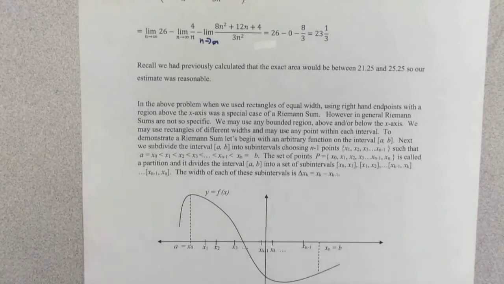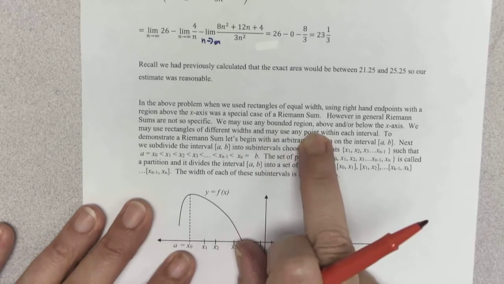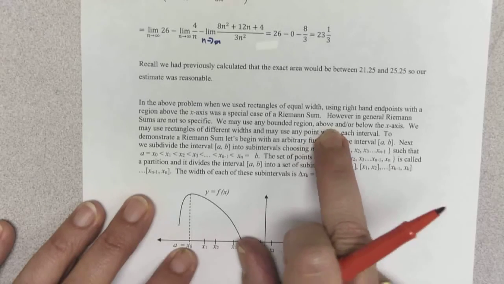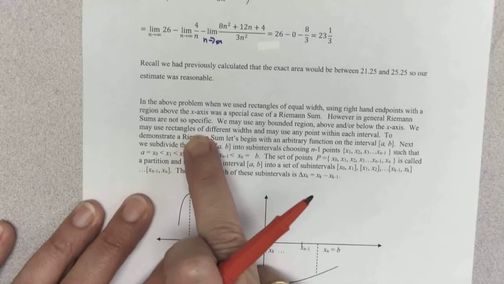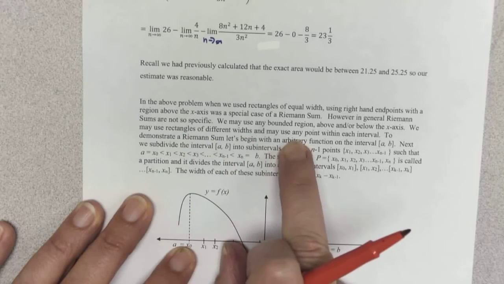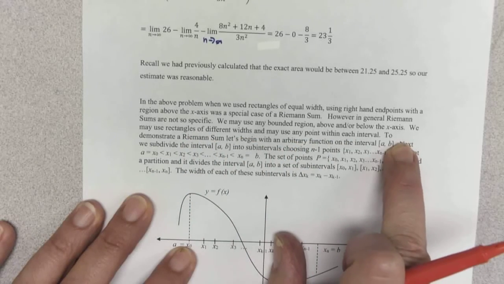However, in general, Riemann sums are not so specific. We were very specific in this previous problem: above the x-axis, equal width rectangles, right-hand endpoints. And so that was just a specific example of a Riemann sum. But in general, they don't have to be that specific. We may use any bounded region above and or below the x-axis. We may use rectangles of different widths. We may use any point within each interval.